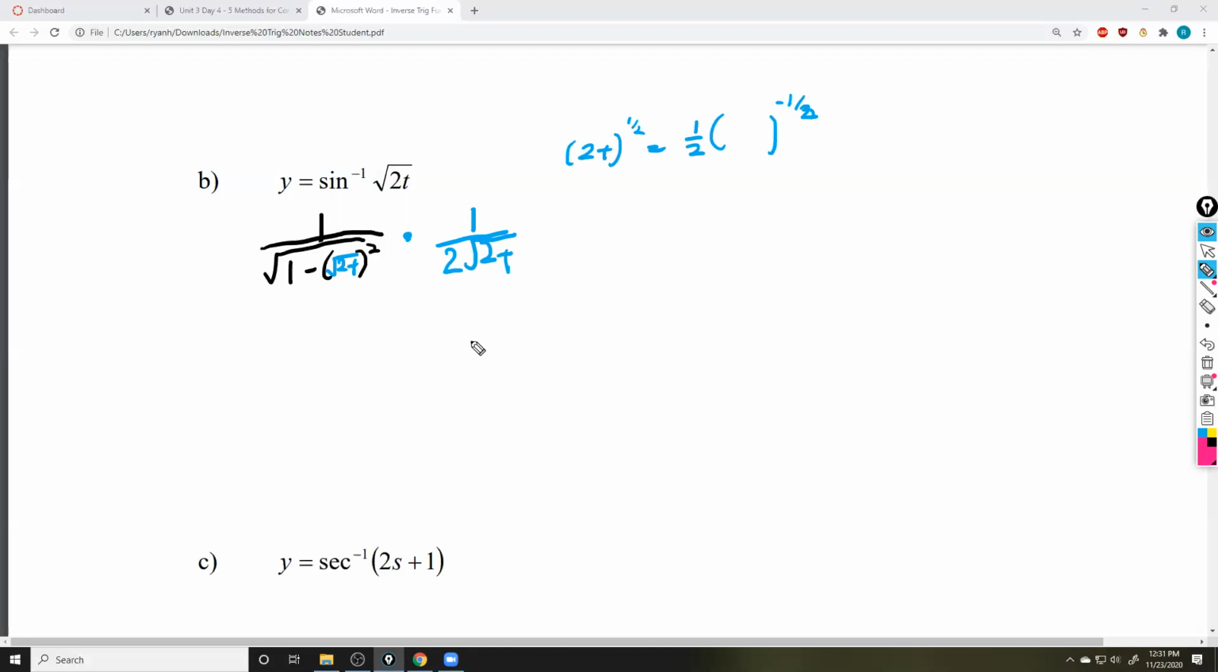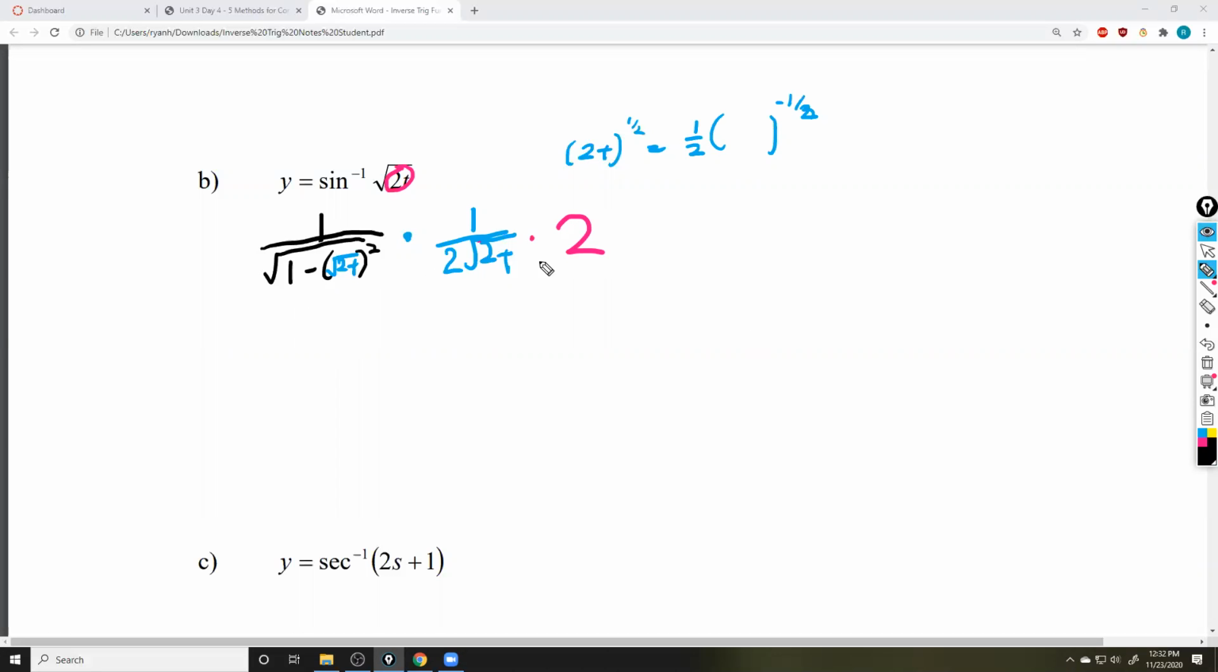Oh, but hold on a second. We got another chain rule inside of the chain rule because we've got this 2t that's inside of the square root. So I need to multiply by that derivative of the inside part. Derivative of 2t is 2. So be careful there. I got a function happening inside of that square root.